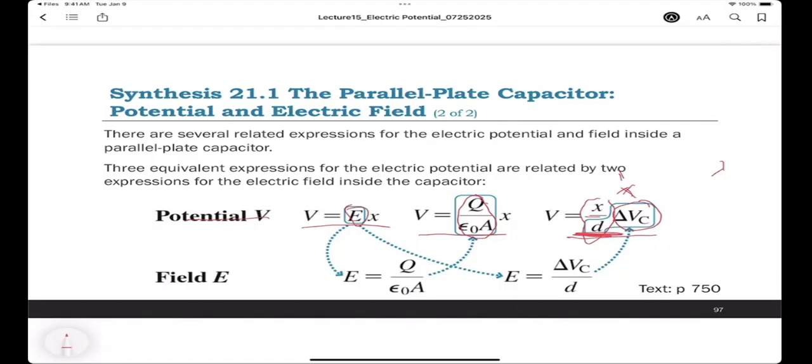And also E equals this one. We can get this one, and also E equals this one. Because E equals what? V divided by X, am I right? So which means it equals this one. Does that make sense to you?